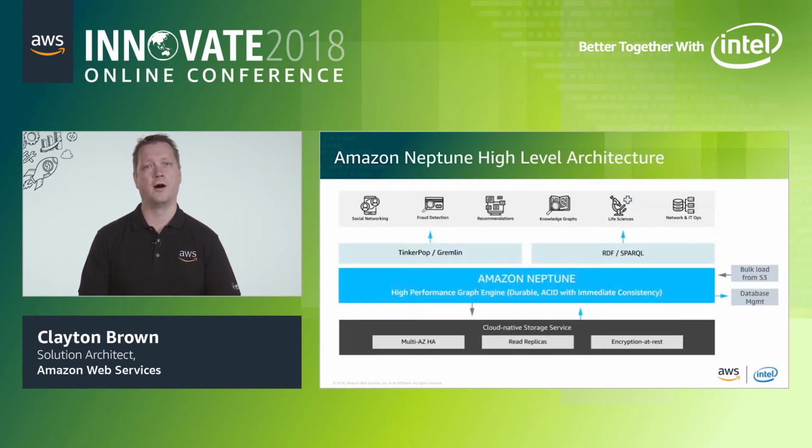This is a quick view of the high-level architecture of Amazon Neptune. If you look across the top, you'll see some of the use cases for highly connected graph data. Moving down the stack, you'll see the open source and standard APIs for Property Graph, TinkerPop and Gremlin, and RDF, SPARQL. Below that, you'll see Amazon Neptune. Amazon Neptune is a purpose-built, high-performance storage engine that's optimized for graph. It's both durable and ACID compliant, providing immediate consistency.